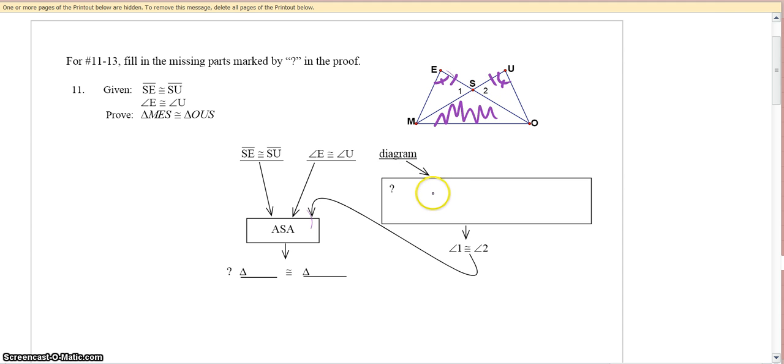Well, this is a diagram step, and we know that vertical angles are congruent, and from our conjecture sheet we can write that if two angles are vertical, then they are congruent. Sorry about my ink there, I'll go ahead and fix that. Two angles are vertical, then they are congruent. So therefore, angle 1 is congruent to angle 2. That goes into an ASA box, and out comes the fact that triangle MES is congruent to triangle OUS. And that proof is done.